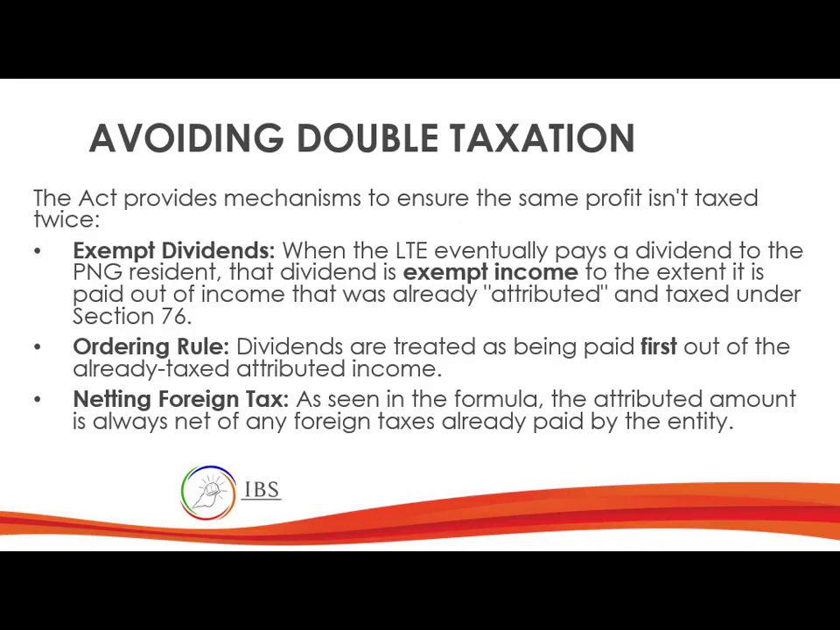Dividends are treated as being paid first out of the already taxed attributed income. Again, if unfortunately IRC charges tax here, you can take the tax as a tax credit. Then foreign tax: as seen in the formula, the attributed amount is always net of any foreign tax already paid by them, as you can see in this particular formula.